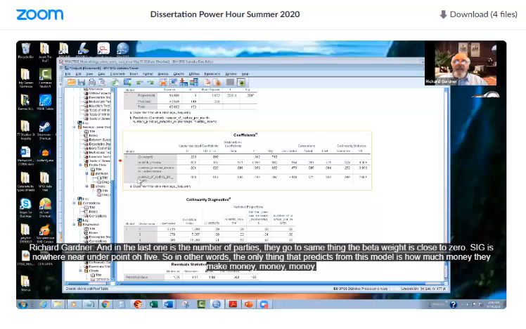And then the last one is the number of parties they go to. Same thing, the beta weight is close to 0. The sig is nowhere near under 0.05. So in other words, the only thing that predicts from this model is how much money they make.